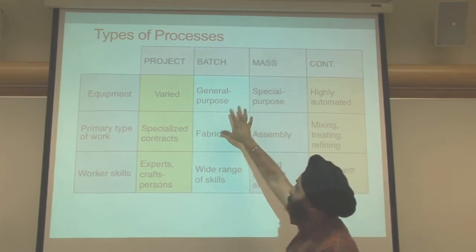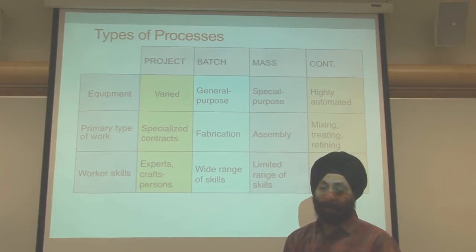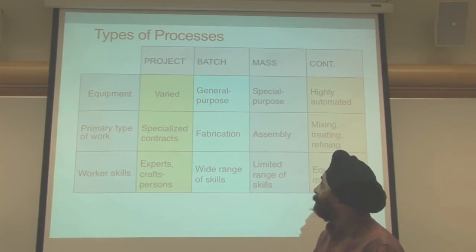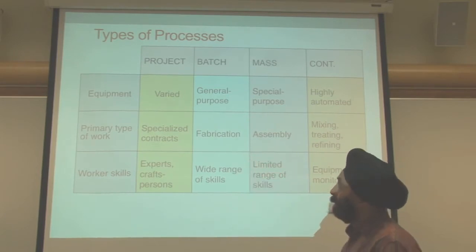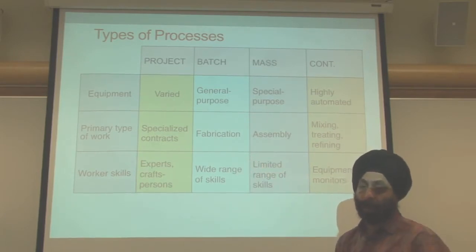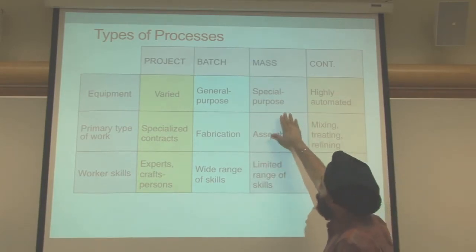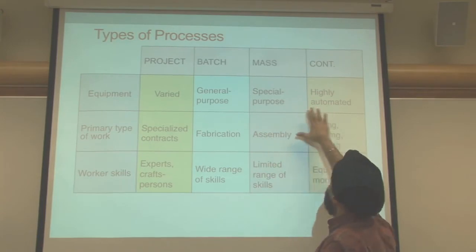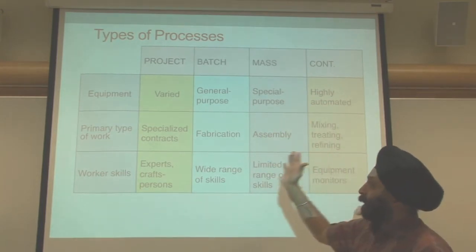Then general purpose machines are used in batch production, lathes or milling machine or drilling machine, or in case of bakery, a standard oven. So that can be used for anything, not just for cookies, but also for making croissants or something like that. And then the machines become special purpose for mass, and highly automated for a continuous environment.